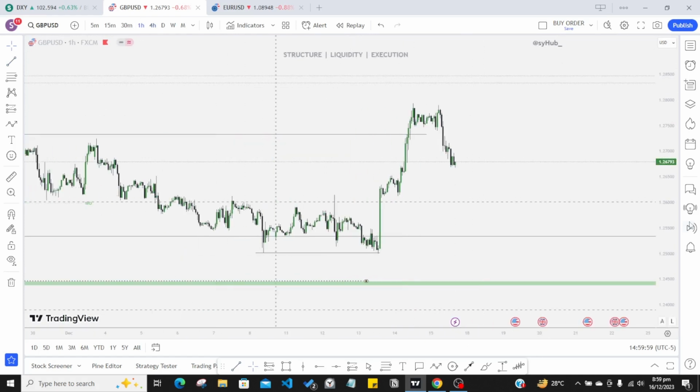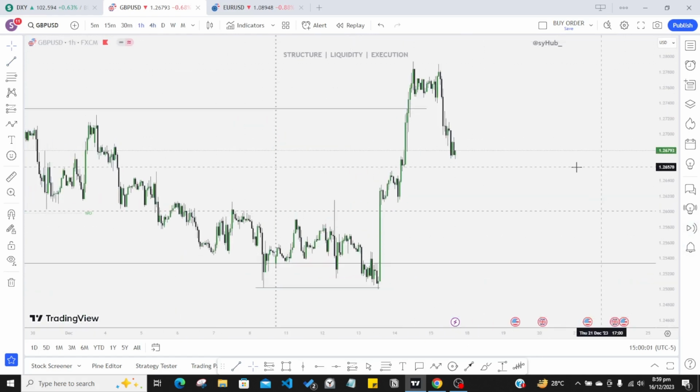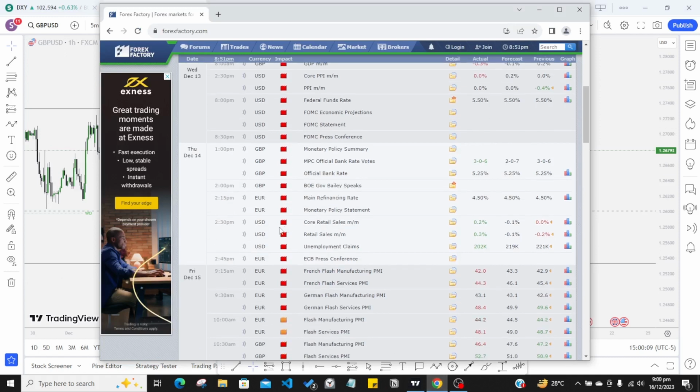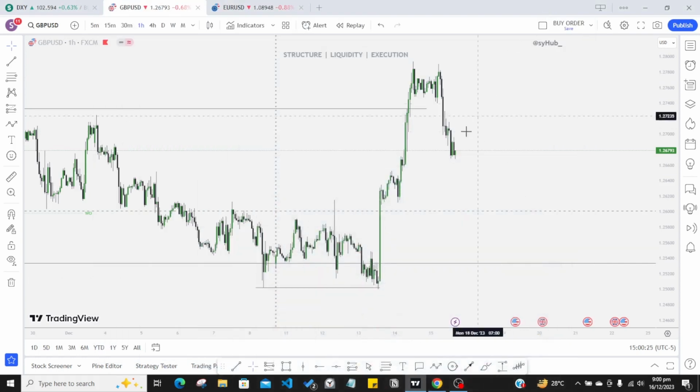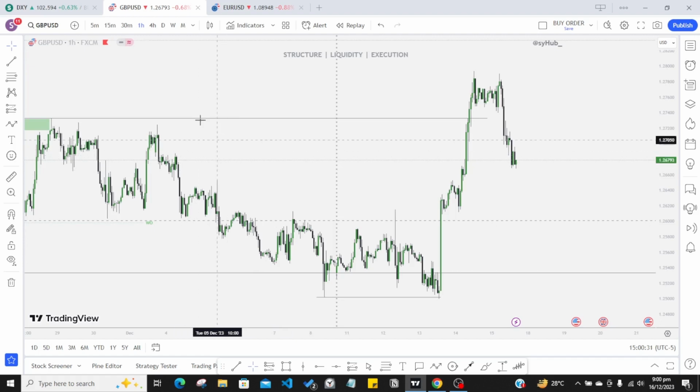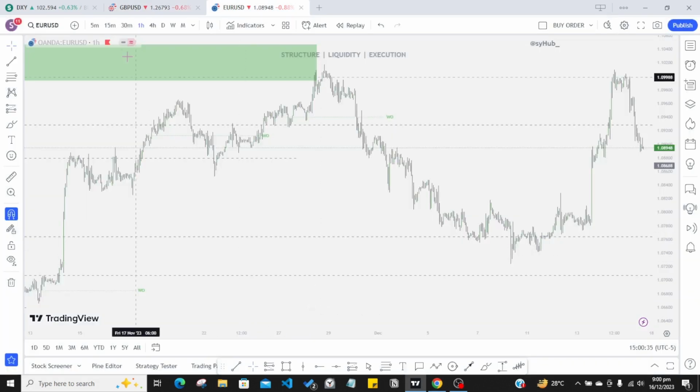price did. So price delivered to the high on Thursday with the help of, let's go back to our fundamentals and see what news release came out on Thursday on USD. We had retail sales, we had unemployment claims. This is a very huge news folder, so it impacted price. As you can see, we had this displacement to the upside. So this was the delivery on GBP.